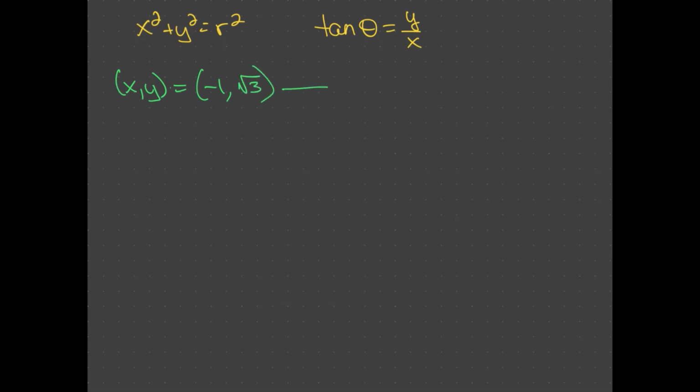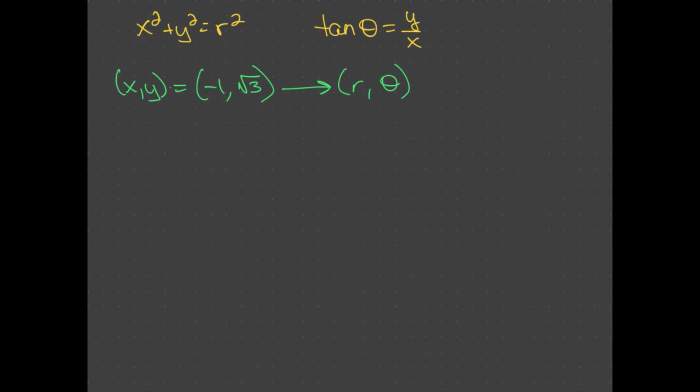So I'm going to write our little formulas down up here again. So we had x squared plus y squared equals our r squared. And we also know that if we use the tangent of our theta, we have y over x. So let's say they give us an xy coordinate, and they tell us that our x is -1 and our y is the square root of 3. So they want us to take this and convert it into polar coordinates, into r and theta.